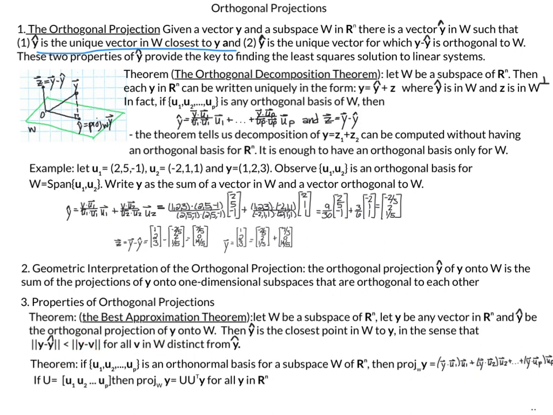Last, we had this theorem: if u1, u2, up is an orthonormal basis for a subspace W of Rn, then the projection of y onto W, the same one given to us by the orthogonal decomposition theorem, can also be calculated using this matrix U, which is composed of the orthonormal basis vectors as columns. Then the projection of y onto W is equal to U transpose y.